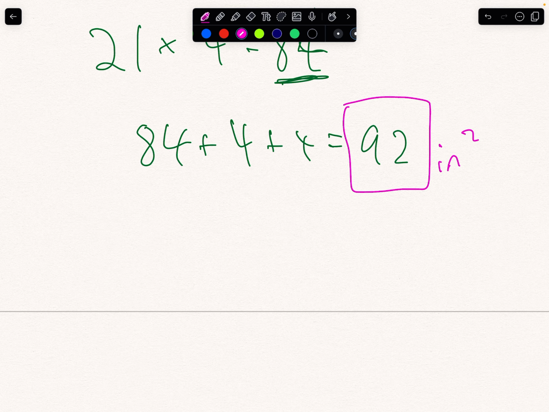At the end of the day, what we did was we figured out there were 21 middle shapes. Each of them has an area of 4. So we got 84 inches squared for just our middle shapes, and then we added the area of our start shape and our end shape to get 92 inches squared, which is our answer.